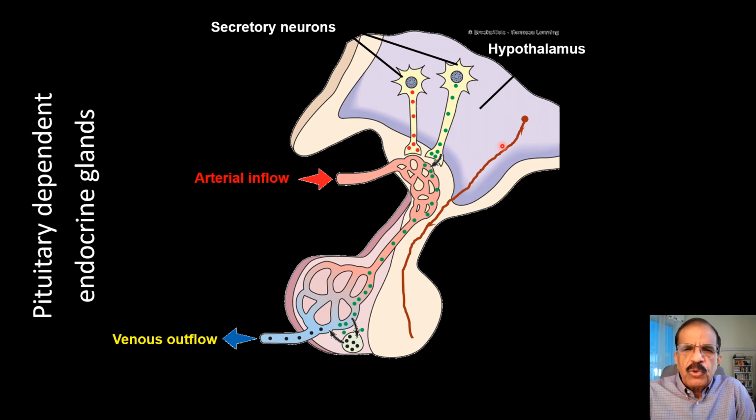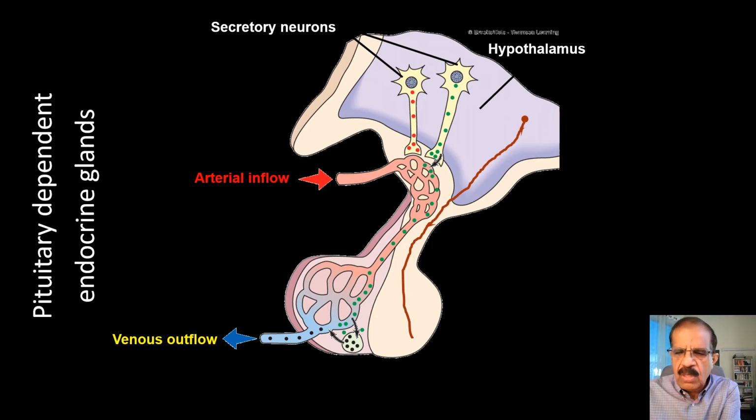Then the posterior pituitary does not secrete any hormones. It does not produce any hormone. It only collects the hormone which is produced by the hypothalamus. It is just collected here and then released into the circulation whenever needed and in just the amount that is needed. So this is the pituitary dependent endocrine gland system.